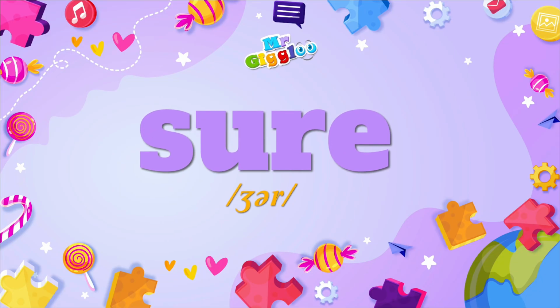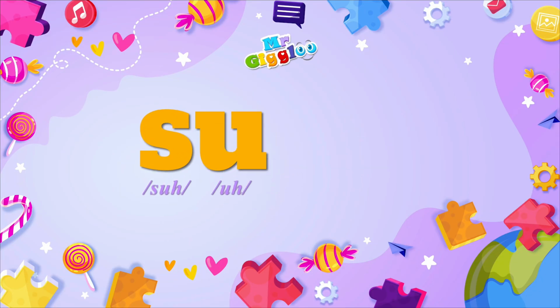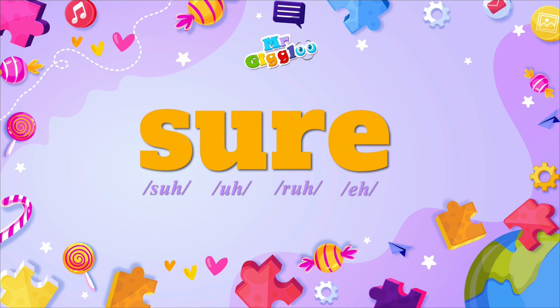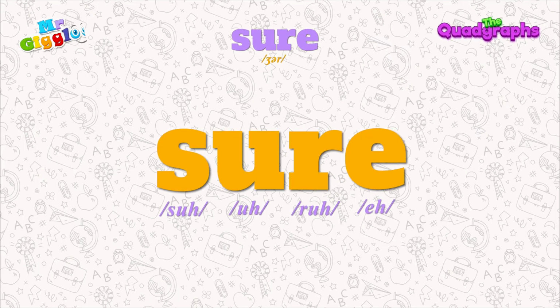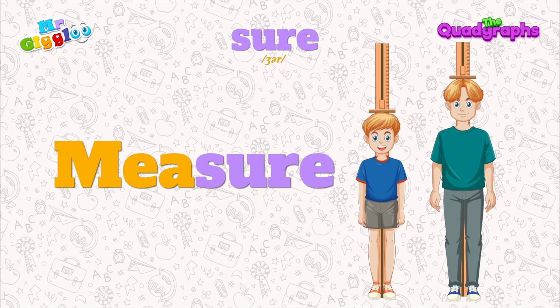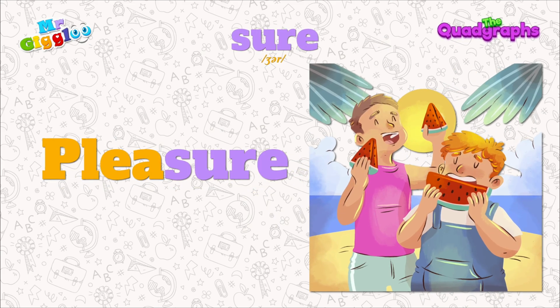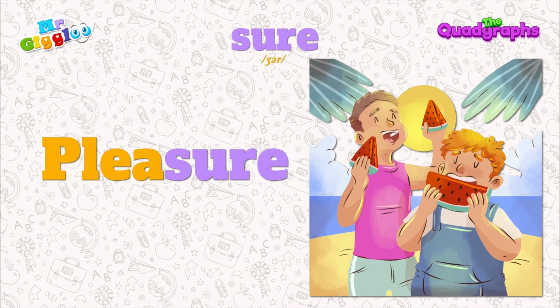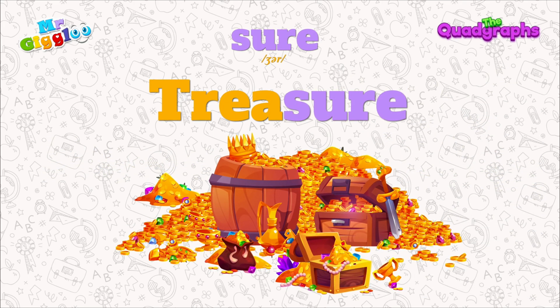Our last quadgraph is S-U-R-E. S makes the sound S, U makes U, R makes R, and E makes E. But when these four letters come together, they make one sound, zhur. For example, in the words measure, pleasure, treasure.